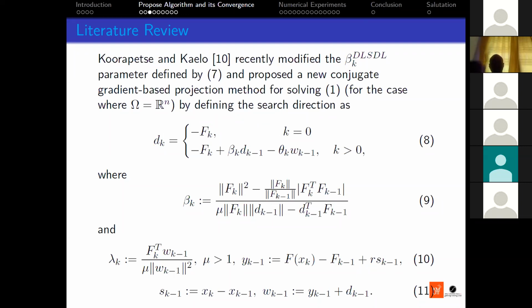So after reviewing the paper, I observed that the second beta k defined by Zeng, I can also modify it and make it useful to solve problem 1 using the same, but not exactly the same idea, the idea of Kropetse, with a little modification.